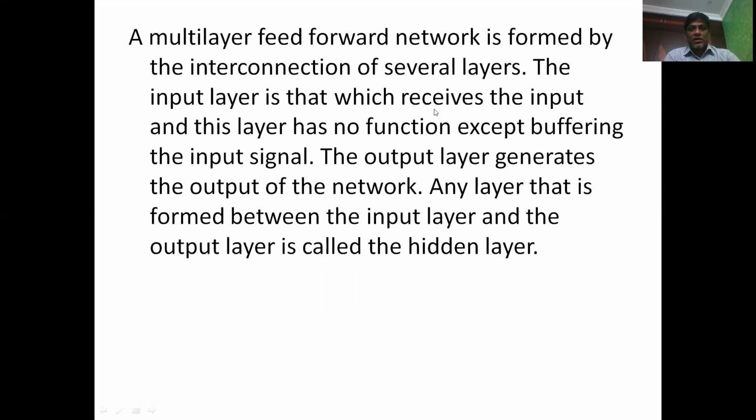The input layer receives the input and has no function except buffering the input signal and forwarding it to the hidden layer. Output layer generates the output of the network. Other layers that are formed between input layer and output layer are called hidden layers. So remember this: input layer, output layer, and hidden layers. These are the layers used by multi-layer feed-forward networks. And all the connections are forwarded again. Every neuron of one layer connects with every neuron of next immediate layer.